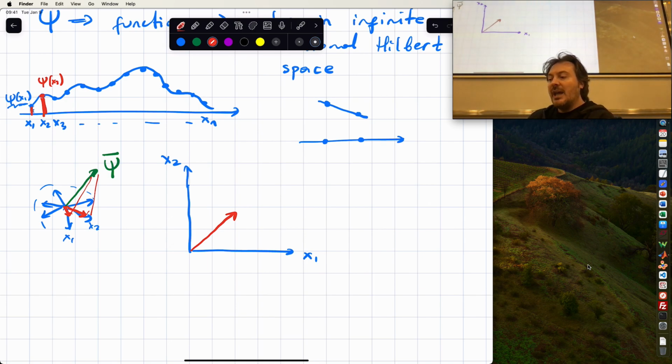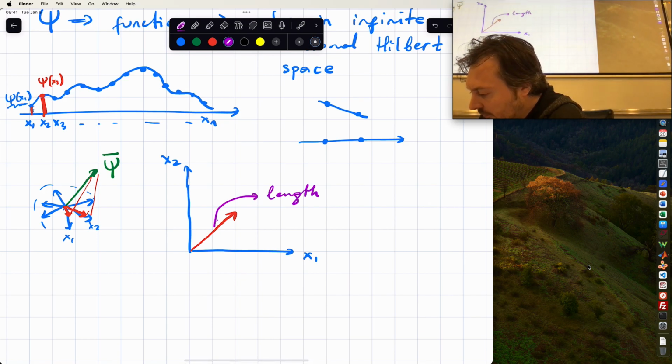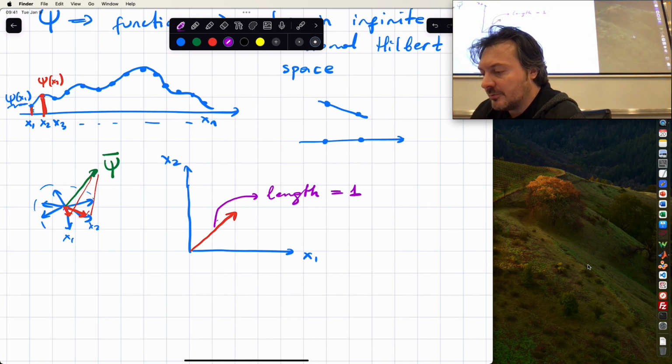One thing that we have to have is that the length of this one needs to be 1. Okay? So the absolute value squared of that one needs to be 1. Are you following? Yes? What do we mean by measurement?